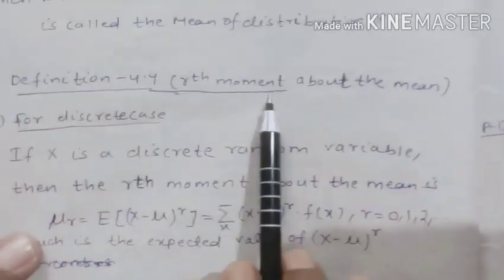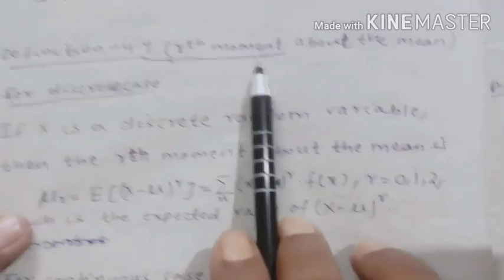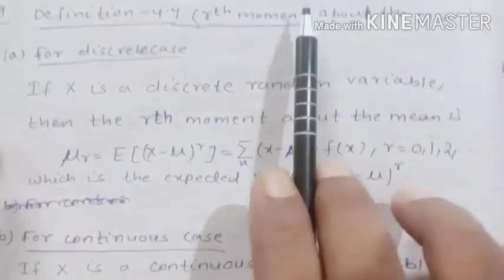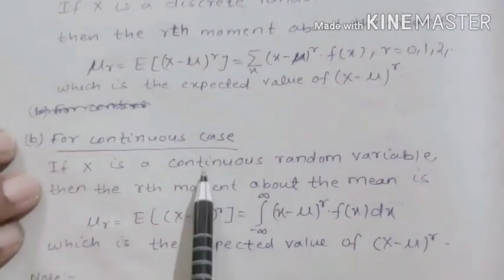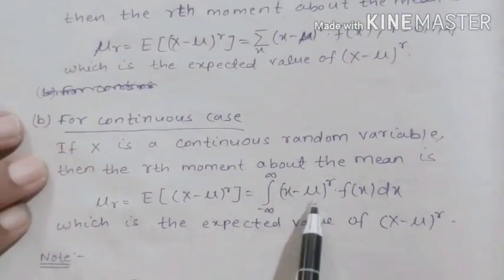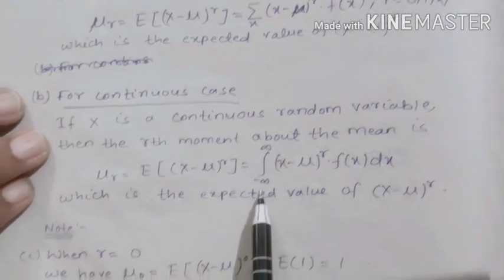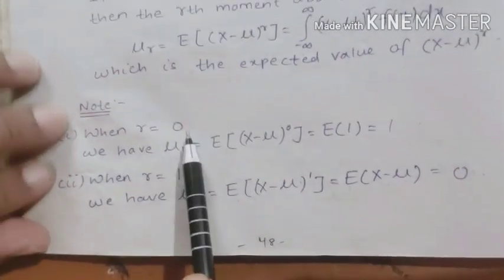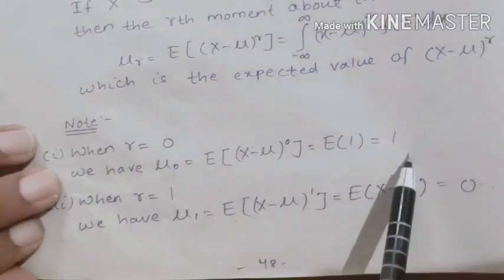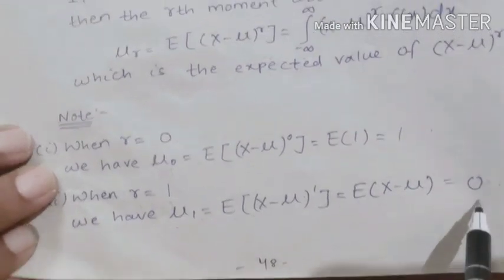That is the moment about the mean, the rth moment about the mean. The rth moment means E of X to the power r. But the rth moment about the mean means x minus mu whole to the power r into f of x. For the continuous case, similarly, x minus mu whole to the power r f of x dx, just integration for continuous and summation for the discrete case. Similarly, suppose r is equal to 0, then mu 0 equals 1, mu 1 equals 0, and so on.